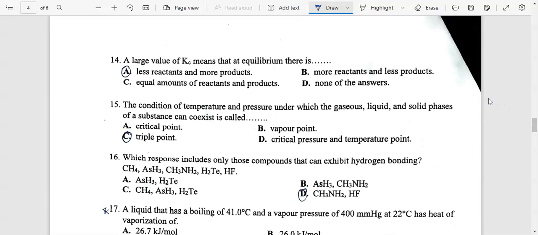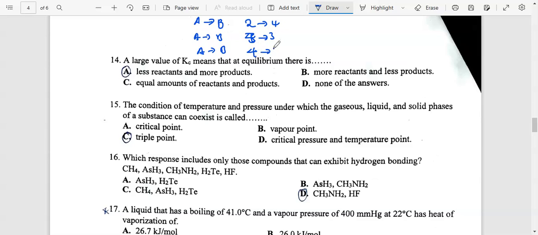Question number 14. A large value of Kc means the equilibrium there is. Okay, how do you get to calculate the Kc? So I'm going to give three reactions. Let's say A goes into B, and then again A goes into B. We also have A goes into B. But let's say for the first reaction, the concentration of the reactant is 2, and of the product is 4. For this one, the concentration here is 3, and the product is also 3. For the other one here it is 4, and then here it is 2.